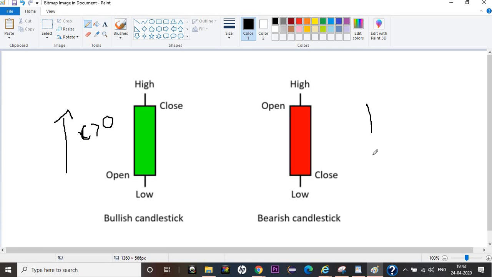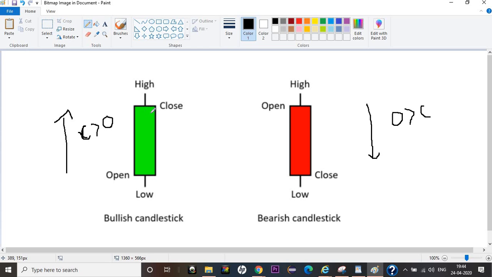A red candle means price is going lower. In this, my open is greater than close. So let's say if I have a 1 hour candle, the opening was around 400 rupees and it closed around 300 rupees, right? So that's why there's a red candle, to indicate the market is going lower.